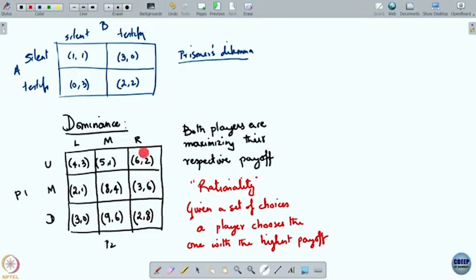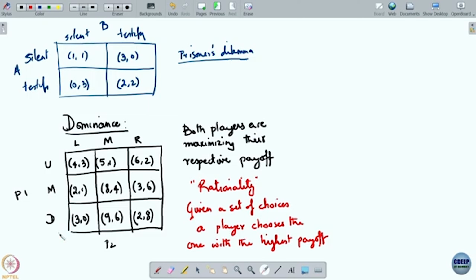Yeah. So, if you look at player 2 and the strategy R for player 2, strategy R is always better than strategy M for player 2, right? How do you conclude that? Well, the payoffs for player 2 are the second coordinate here. So, 2 is better than 1, 6 is better than 4 and 8 is better than 6, right? So, R is better than M regardless of what player 1 does.